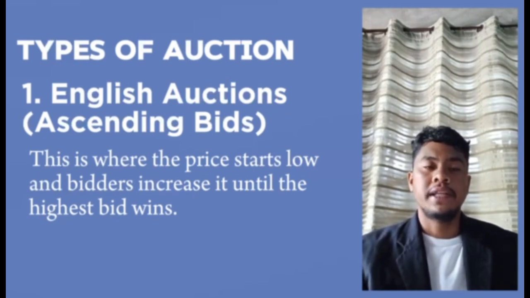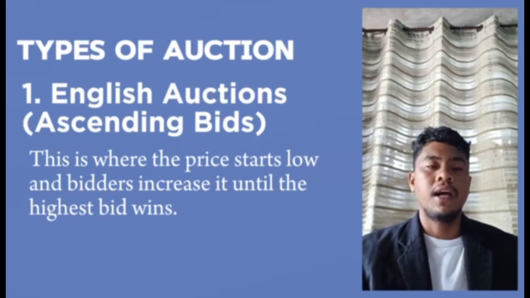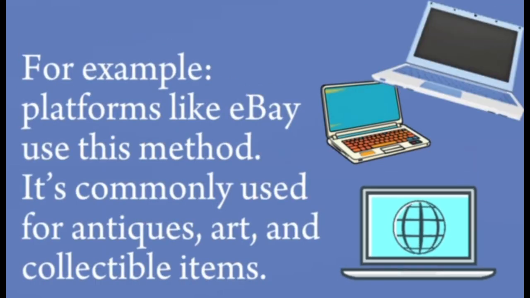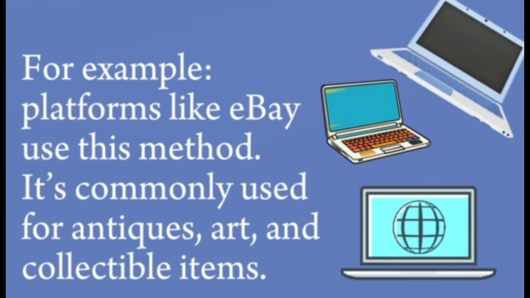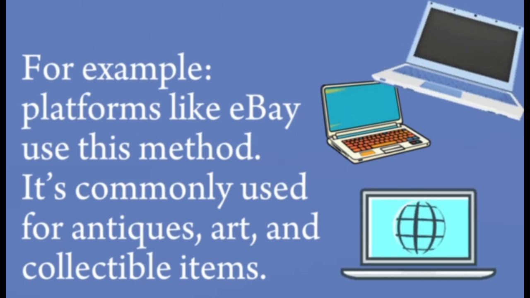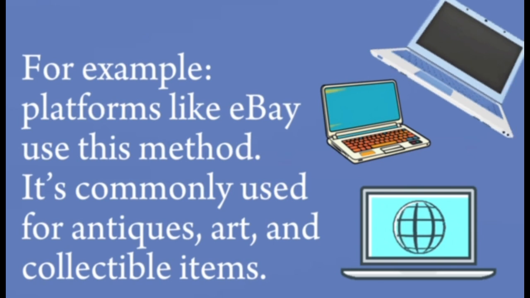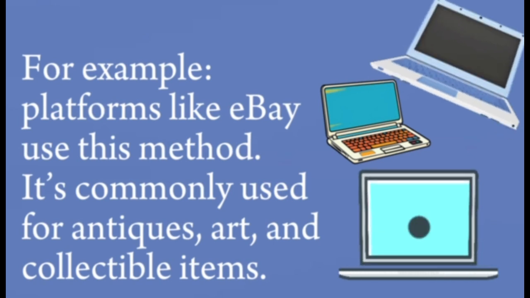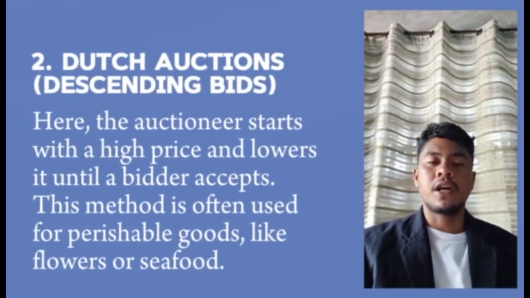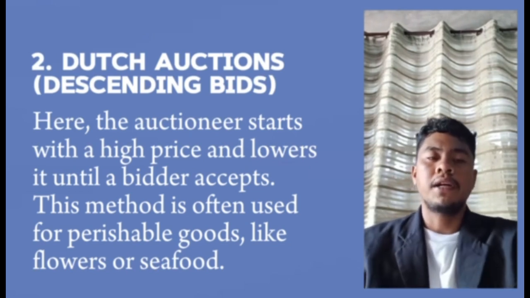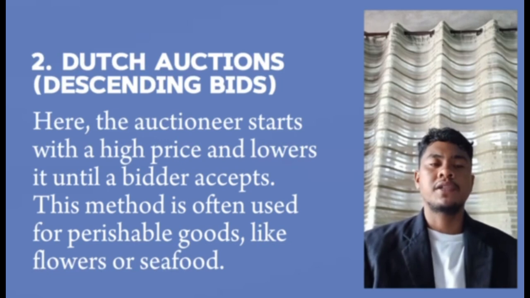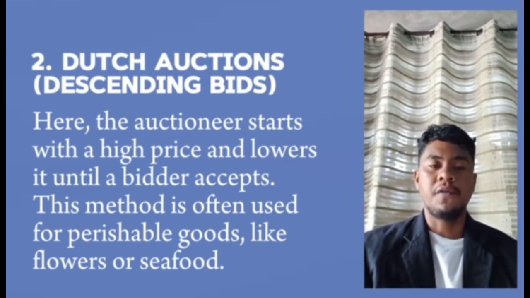English auctions. This is where the price starts low and bidders increase it until the highest bid wins. For example, platforms like eBay use this method. It's commonly used for antiques, art, and collectible items. Second is Dutch auctions. Here the auctioneer starts with a higher price and lowers it until a bidder accepts. This method is often used for perishable goods like flowers or seafood.